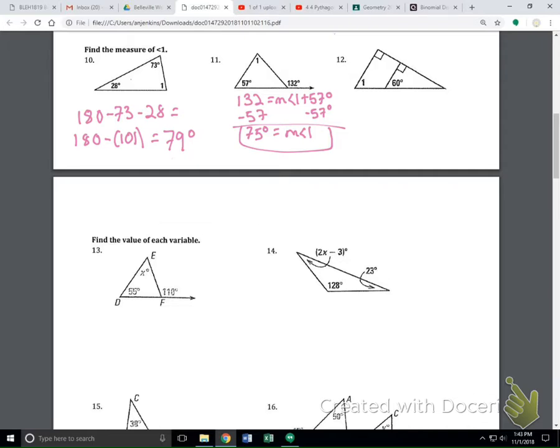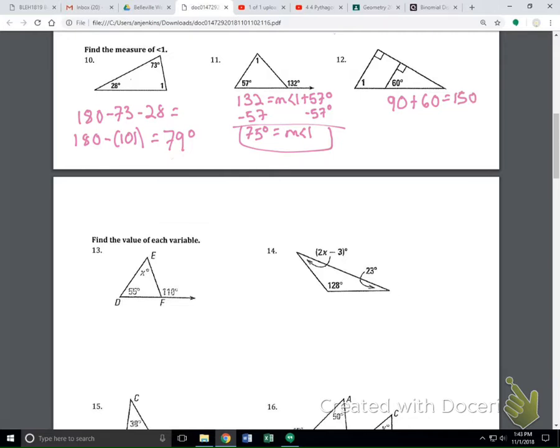And then 12 is two triangles. And in these two triangles, we know how to find the top of both of them. So we have a 90 degree and a 60 degree angle. What do we do with those? We can add them together. And when we add those together, what do we get? That gives us 150.